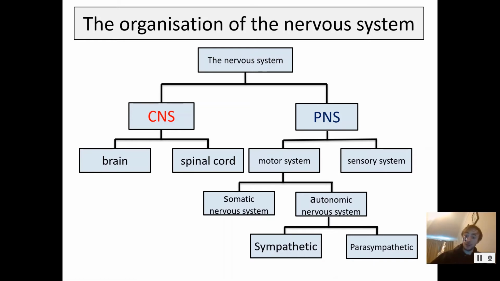Pause me if you haven't got this diagram down. It is unfortunately something we need to know, but it will come more naturally to you the more we talk about it.